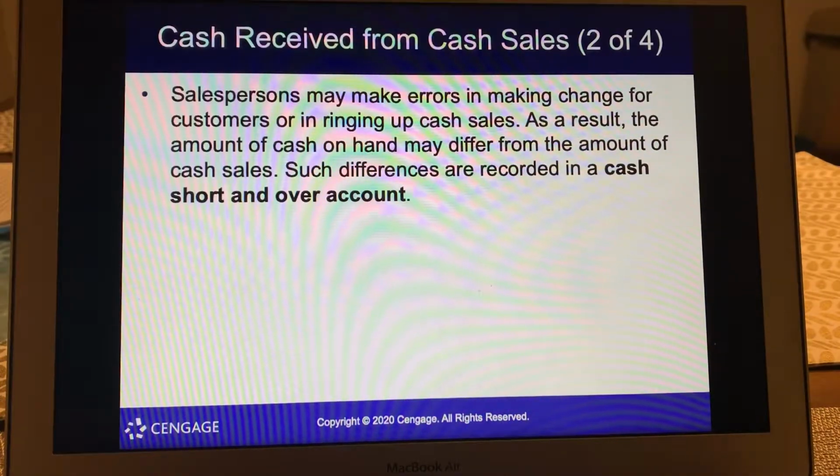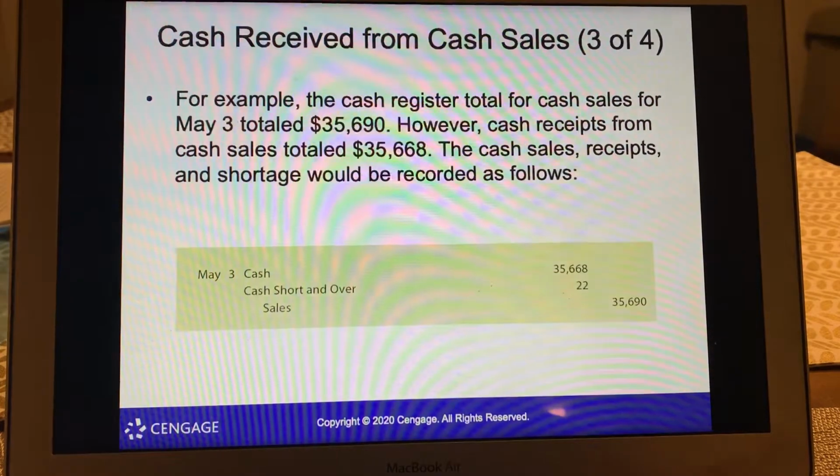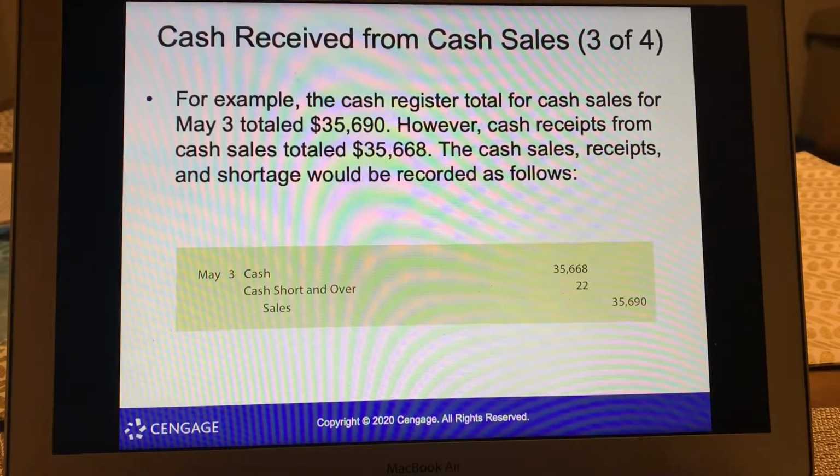Salespersons may make errors in making change for customers or in ringing up cash sales. As a result, the amount of cash on hand may differ from the amount of cash sales. Such differences are recorded in a cash short and over account. So here's the example of the cash over or short. Okay, so that's how you would take it into account.